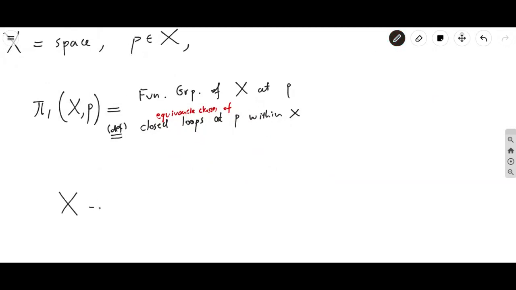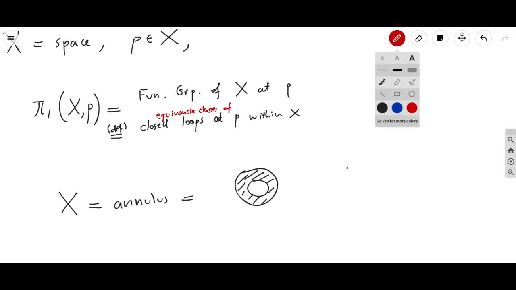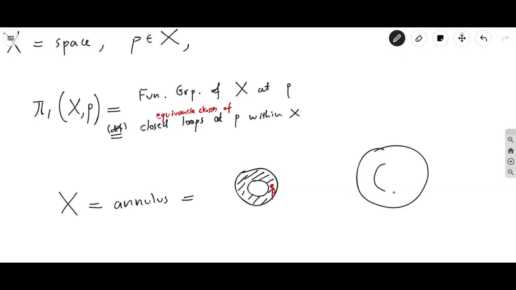So let's say that X is the annulus. So the annulus is something that looks like this. It's two concentric circles, and then it's the region that's in between two concentric circles. And let's pick a point. It does not matter where you pick the point. Let's say this is our point P. So let's give an example of what we mean by a closed loop. So I'm going to draw this picture a little bit bigger.